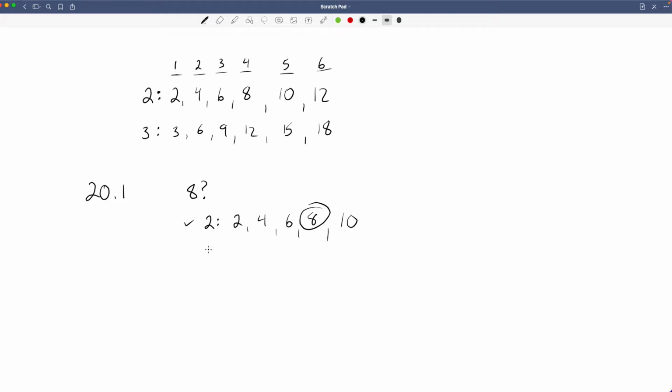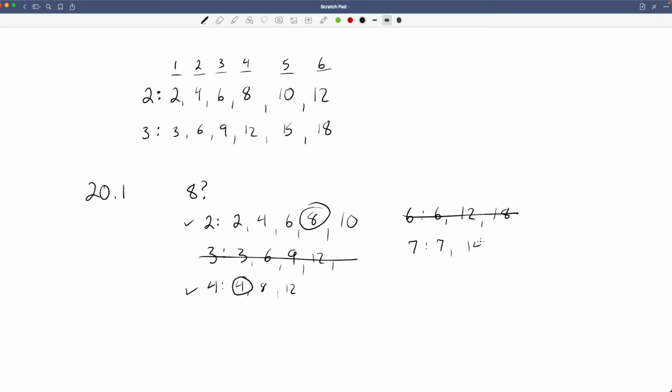All right. Is it a multiple of 3? 3, 6, 9, 12. No. Once we go past 8, it's not it. So it is not a multiple of 3. Is it a multiple of 4? We have 4, we have 8, we have 12. Yes, it is a multiple of 4. Is it a multiple of 6? 6, 12, 18. No, it is not a multiple of 6. What about 7? 7, 14, 21. Nope. What about 8? It is a multiple. It is 8. So it has to be a multiple of 8.